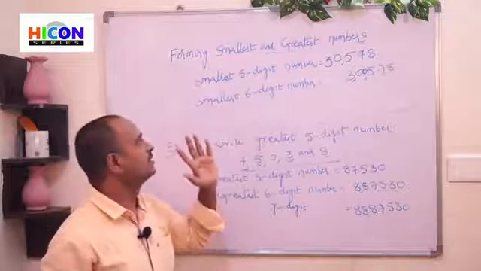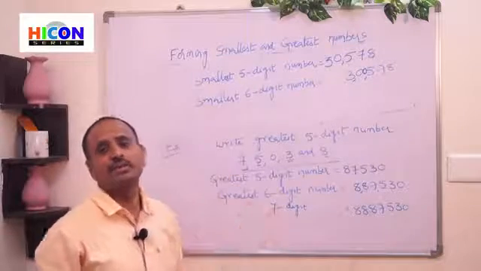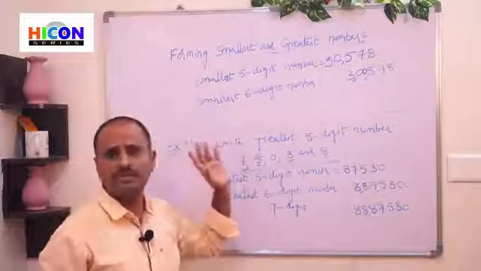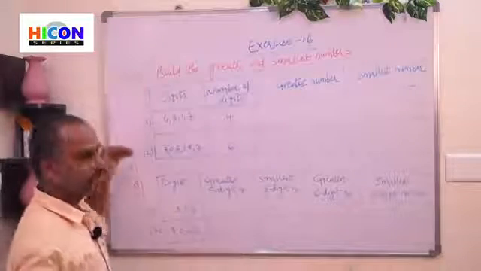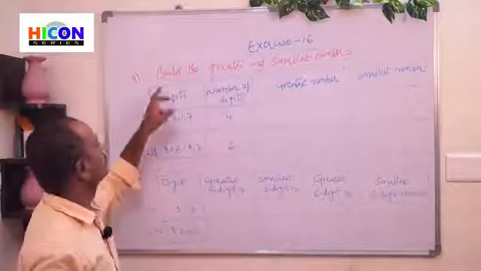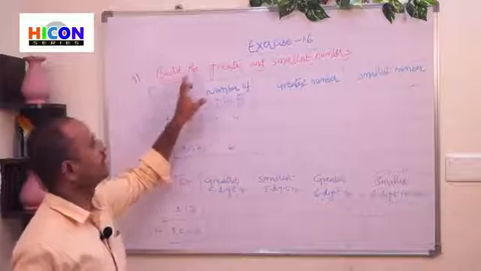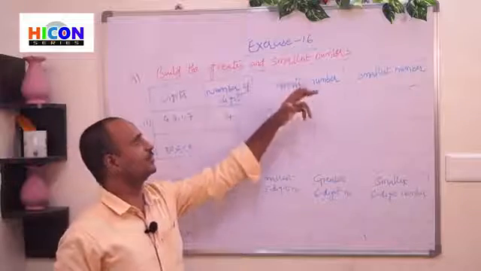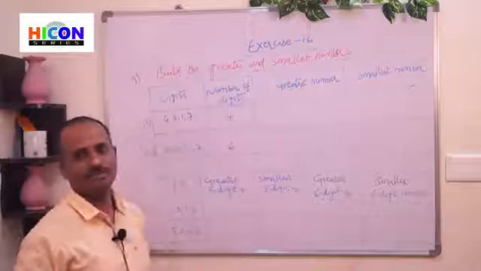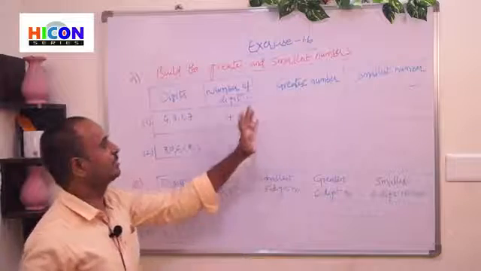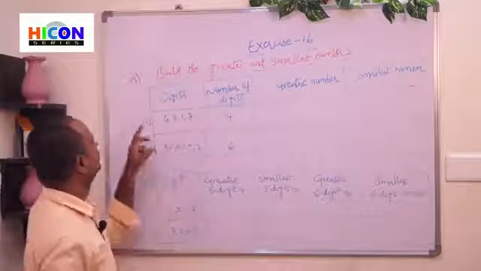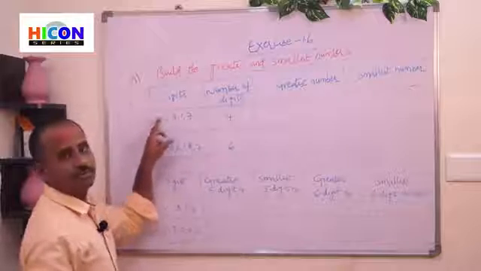So let us go to the exercise part, that is exercise 1.6. Exercise 1.6. So there are 2 problems in this section. So the first problem is build the greatest and smallest numbers with the given digits. So let us see how to form the greatest number and smallest number with the given digits.